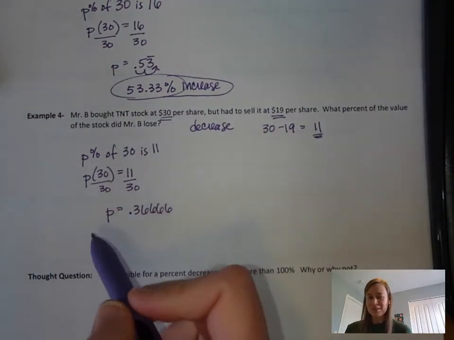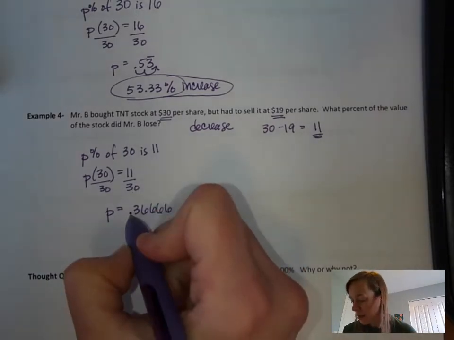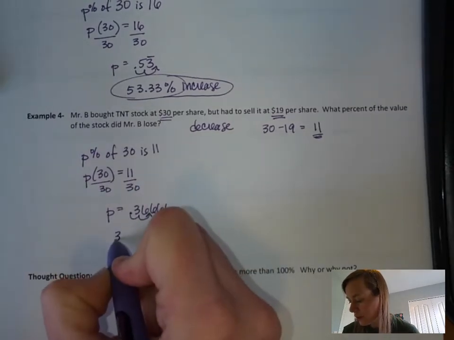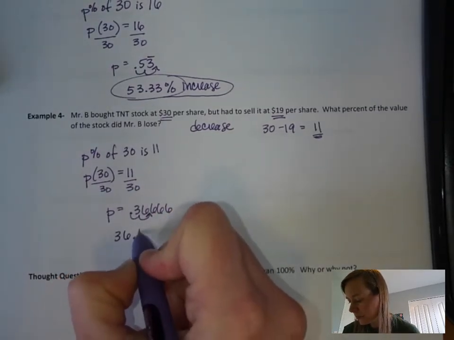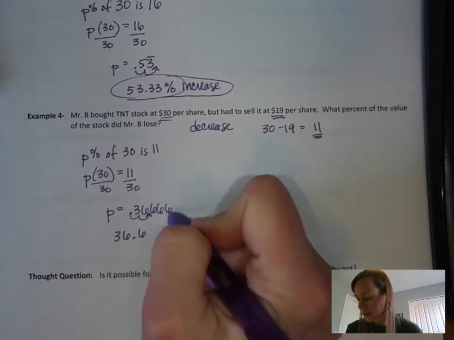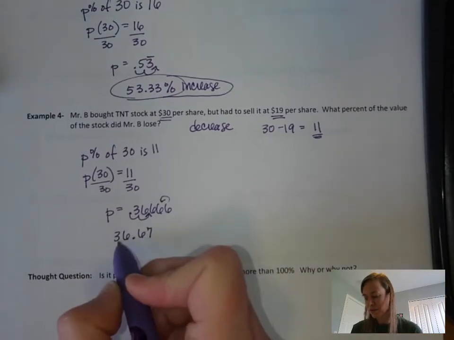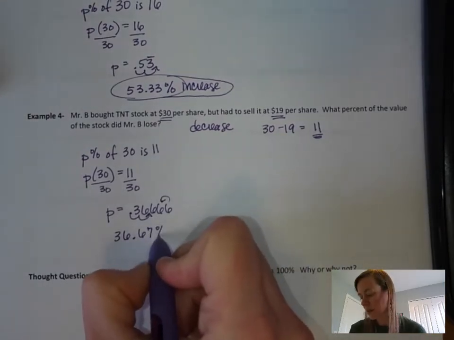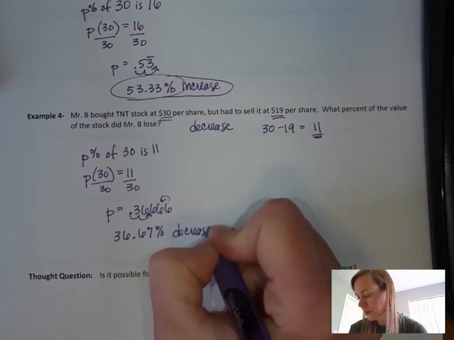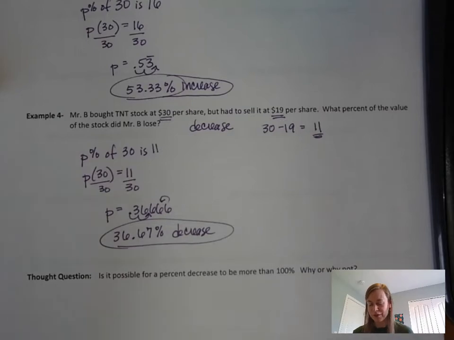Now, am I done here? No, that p is there to remind me that I need to make this into a percent, so I better move that decimal place. Let's move it 2 spots. So you're going to wind up with 36.6. I need 1 more decimal place. And so it looks like the 6 here is going to bump that 6 up to a 7. So 36.67% decrease. And that is the answer to example 4.